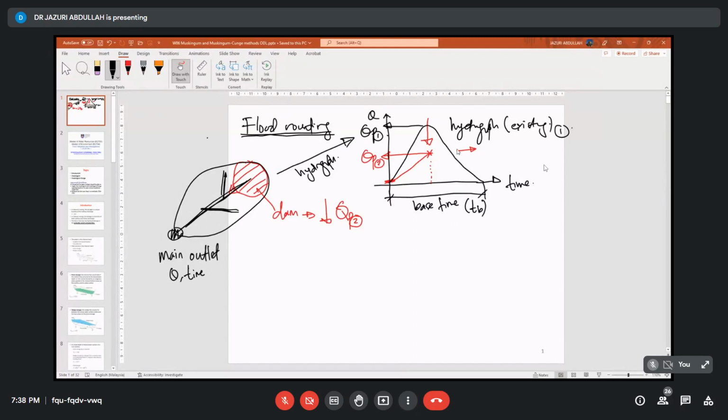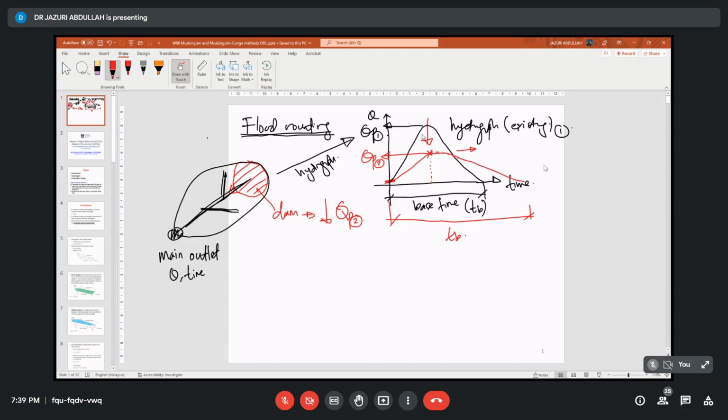Okay, so basically bila kita push down the Q peak, on the right side of the graph, which is the falling limb, dia akan bergerak towards ke arah kanan. So moving to the right direction. So what happened here is your falling limb dia akan bergerak ke arah lebih cenderung ke sebelah kanan. Okay, so jadi your new base time akan semakin panjang. Okay, so this is your TB.